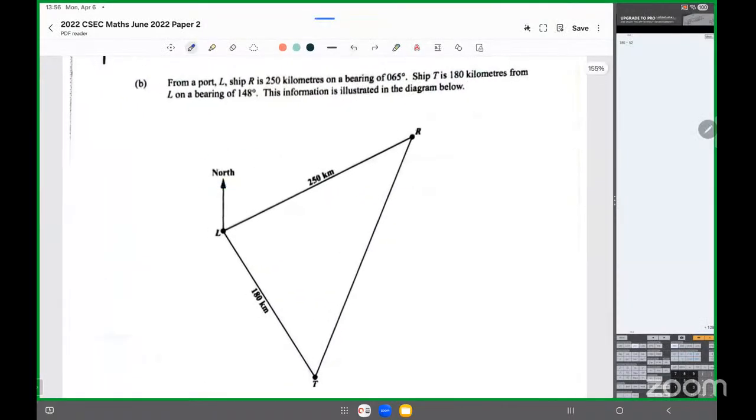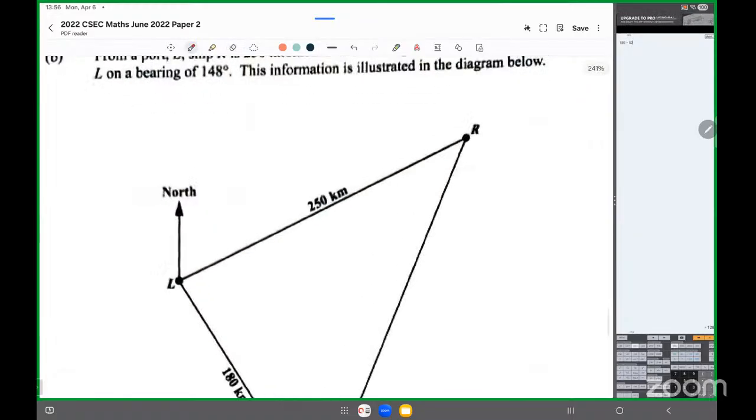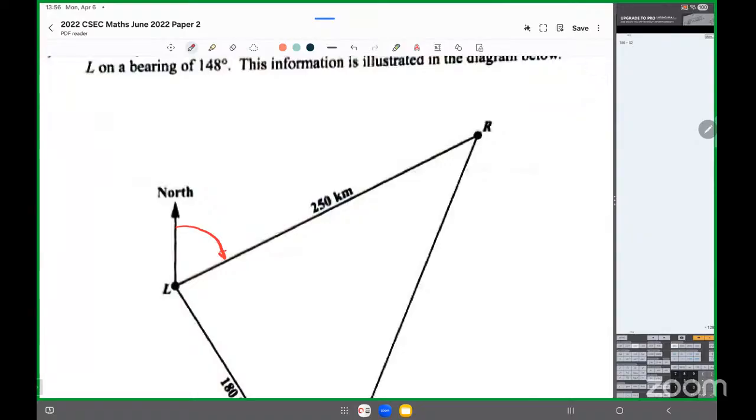So the north lines I know is bearings. The question says, from port L, that's from here, ship R is 250 kilometers on a bearing of 065 degrees. So the bearing of this direction up here is 065 degrees. It means it's clockwise from this north line right here. Let's put it in now. So the angle clockwise here is 065 degrees.